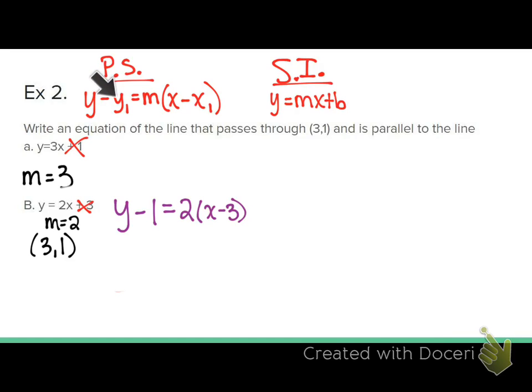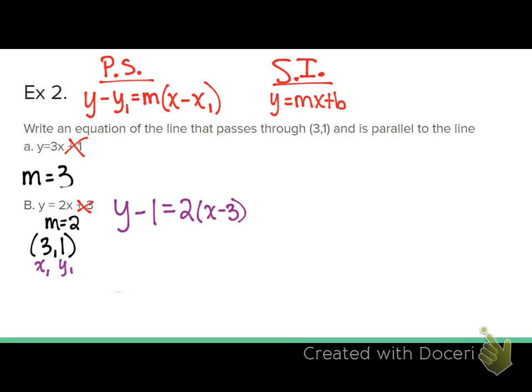We have a y coordinate. We use our y coordinate. So it always goes x comma y. If you want to label these as x1, y1, you can.